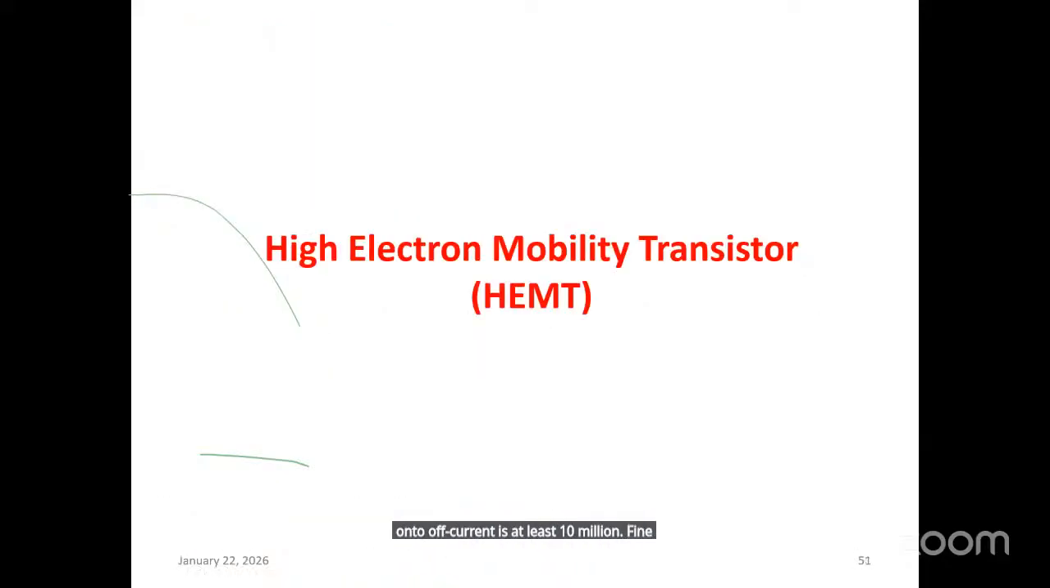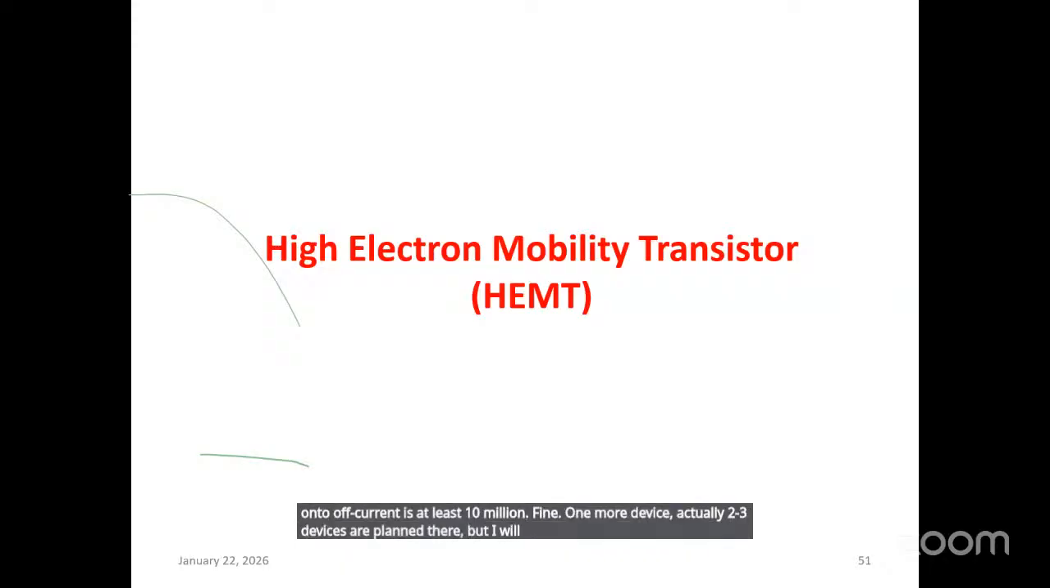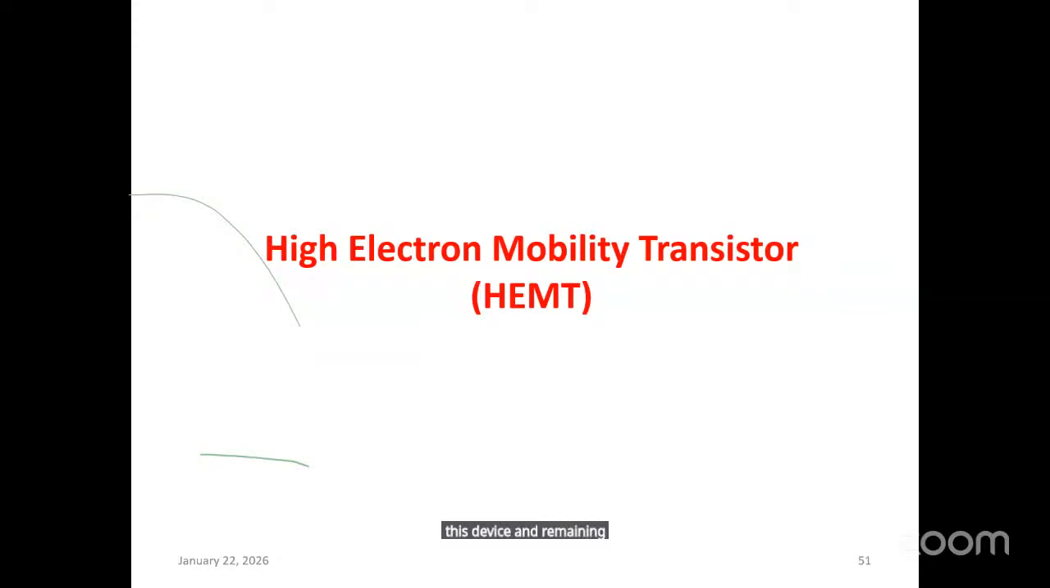Fine. One more device. Actually, 2-3 devices were planned, but since time doesn't permit, I will quickly go to this device, and the remaining PPTs will be available with the coordinator, and with Parikar sir and Doshi madam also. Therefore, you can get the PPT PDF from them, and personally go through that.